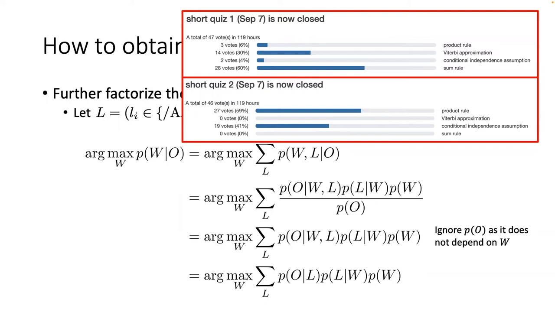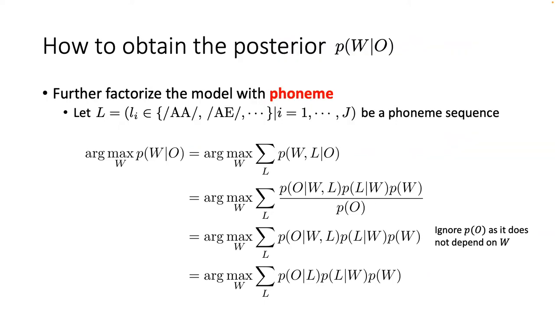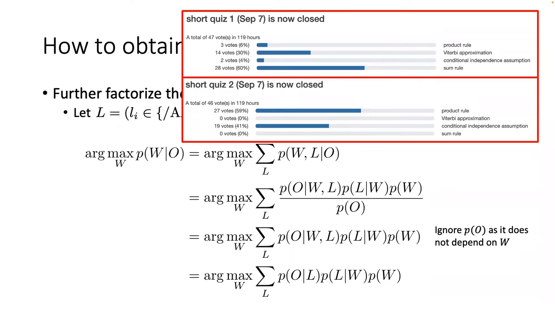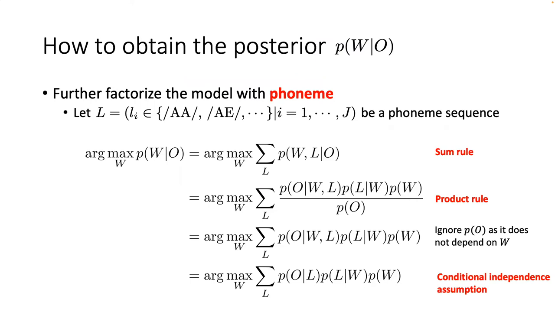Yeah, the second one. Given this probability, we factorize the probability. How do we call this operation? The product rule. Yes, many people are actually showing the conditional independence assumption, but here we didn't do any conditional independence assumption. The conditional independence assumption is performed here.